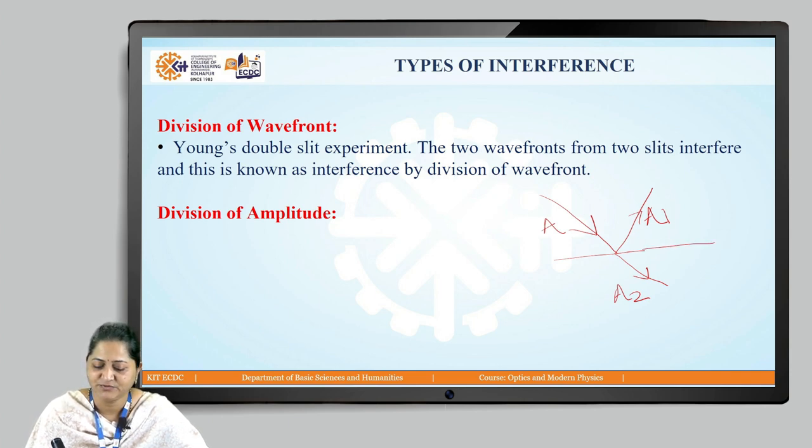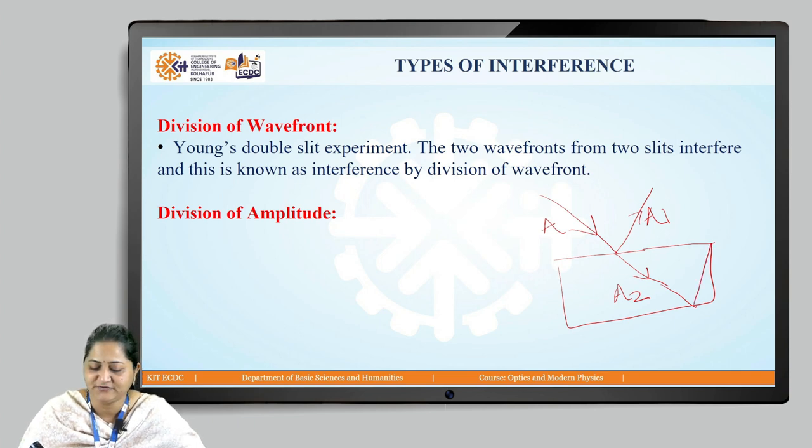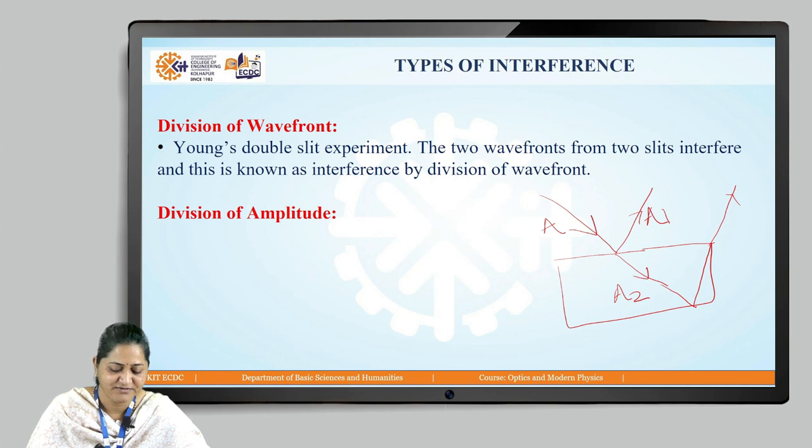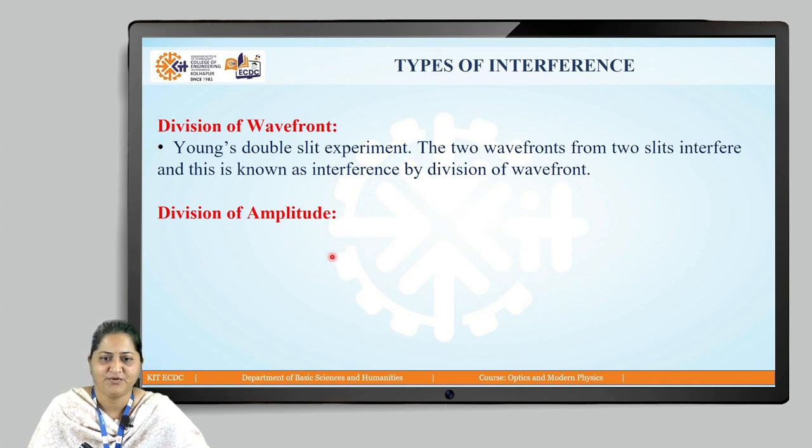Now this is a medium, so from this point, this refracted ray reaches the other end of this particular medium, and from this point it again shows reflection in the same medium, and again it gets refracted into the first medium. Now we suppose that these two rays interfere with each other at infinite distance, and we get an interference pattern. So this way, by division of amplitude, we can obtain an interference pattern of these two rays. This is another method by which we can obtain interference, and this method is called division of amplitude.